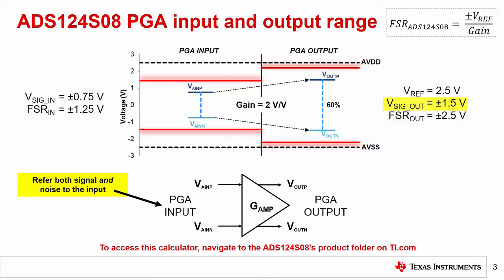The signal at the PGA's output, Vsig-out, is the input voltage multiplied by the gain. As shown, Vsig-out equals plus or minus 1.5 volts and corresponds to the blue lines on the right. Given that you are using plus or minus 1.5 volts of the total available plus or minus 2.5 volts, you are using 60% of the ADC's available full-scale input range. There are two important takeaways from this information.